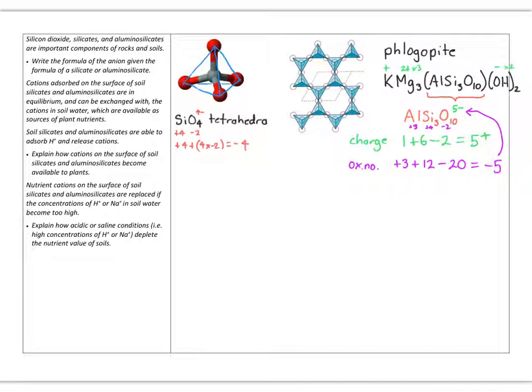You can actually do both to check if you need to work out the formula for an aluminosilicate ion.